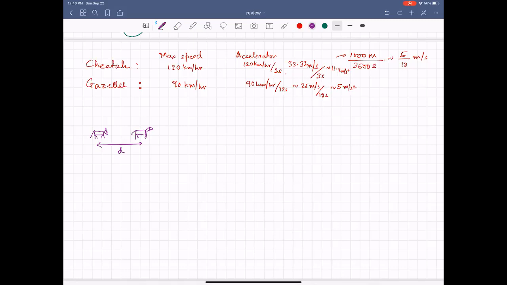So let's choose the origin to be with the cheetah. If I choose that to be the origin and this to be the positive direction, and they both start accelerating in this direction, then the motion map for the cheetah would look something like this. The cheetah is starting to increase its speed, right?